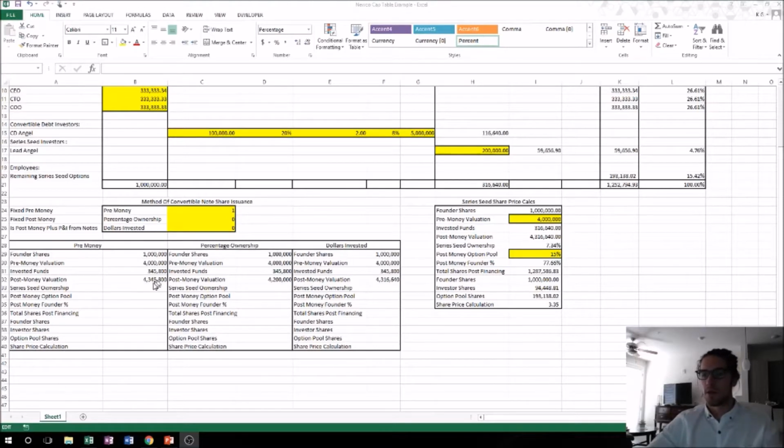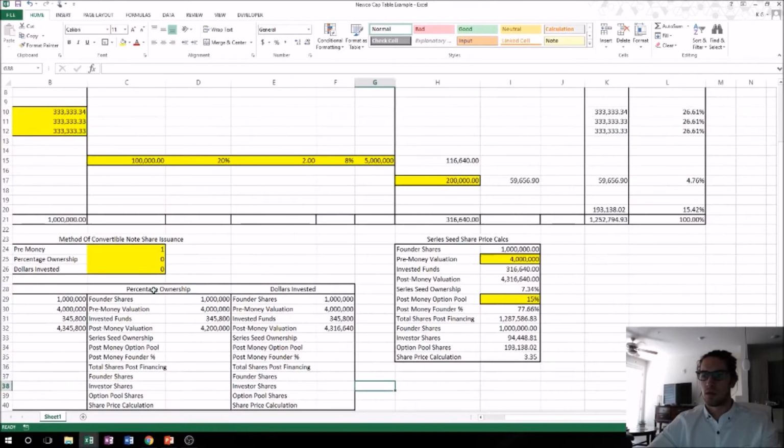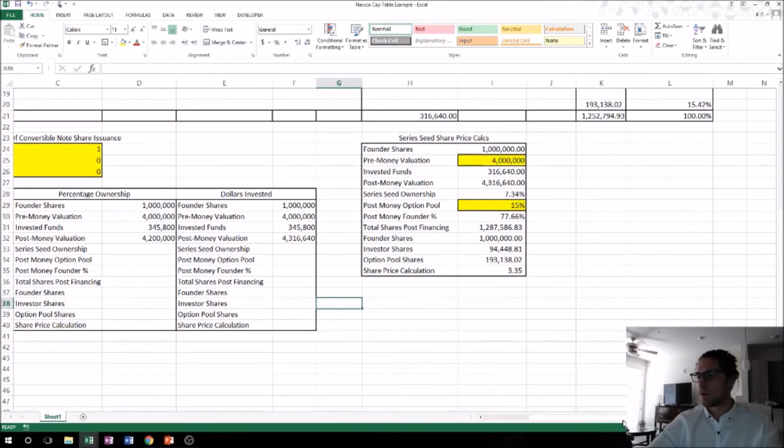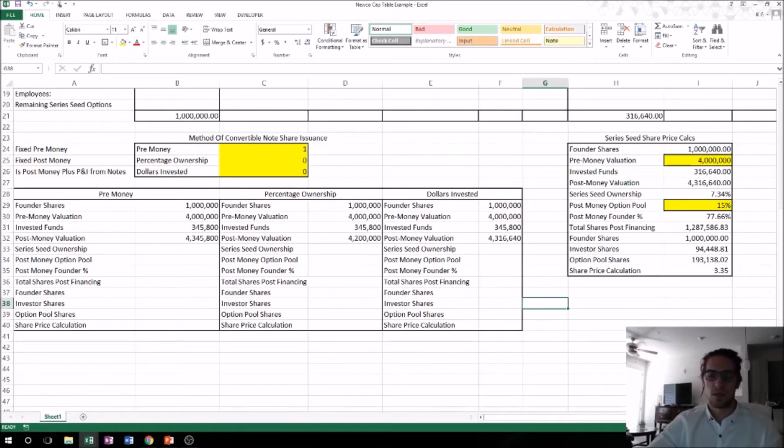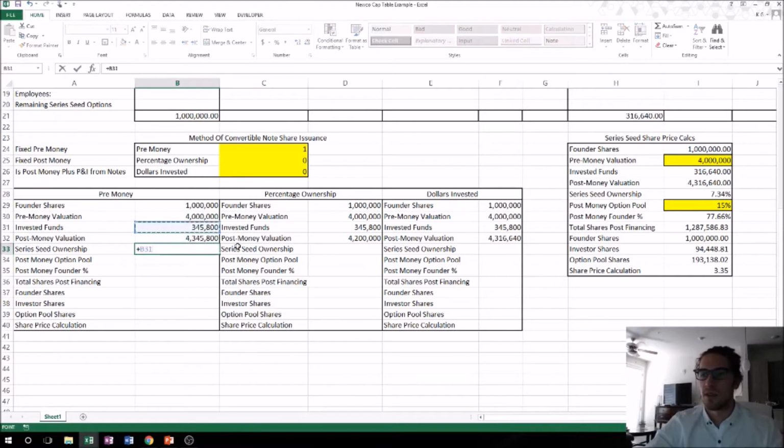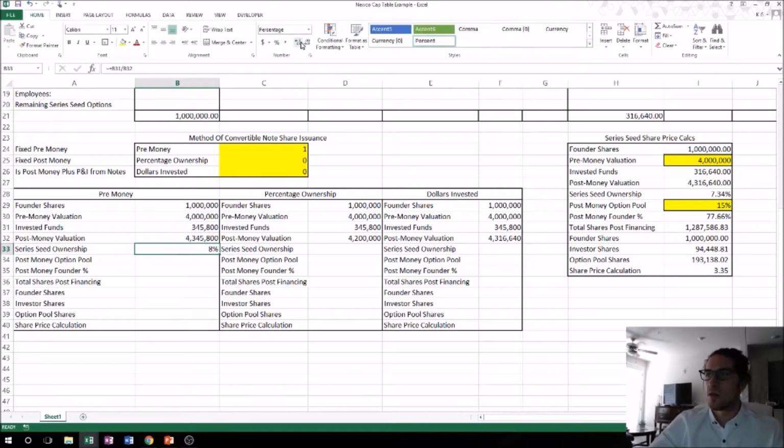Okay, so let's keep going on this convertible note conversion method and filling in these boxes here. Zoom in for you a little bit to make sure that it's easy to see and read. So, the series seed ownership is just like we calculated before. It is the invested funds divided by the post-money valuation. So, and that's a percentage, about 8%, 7.96%. And that is true of all of these.